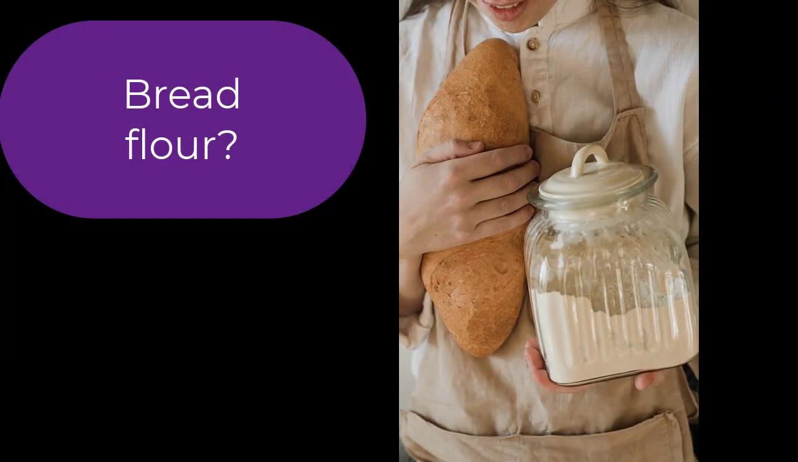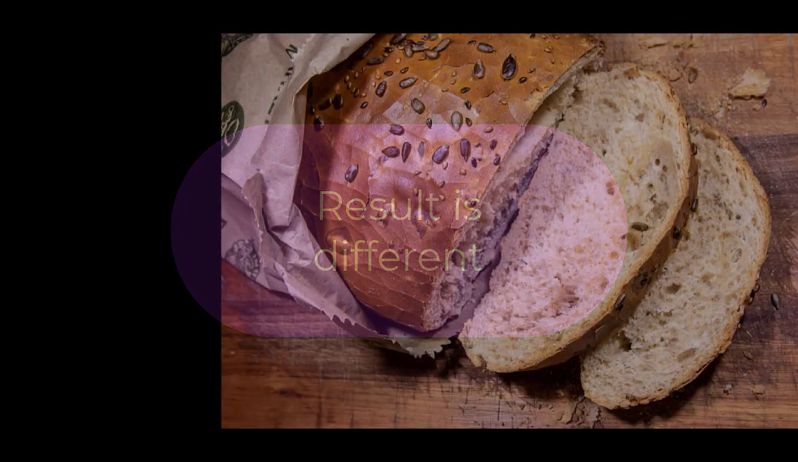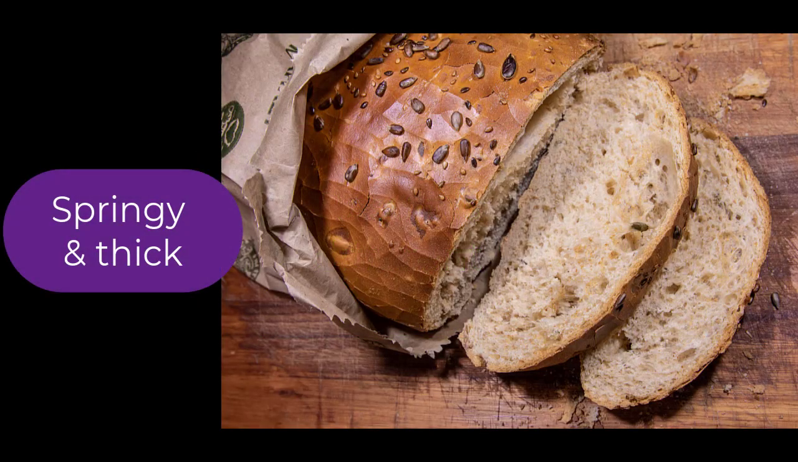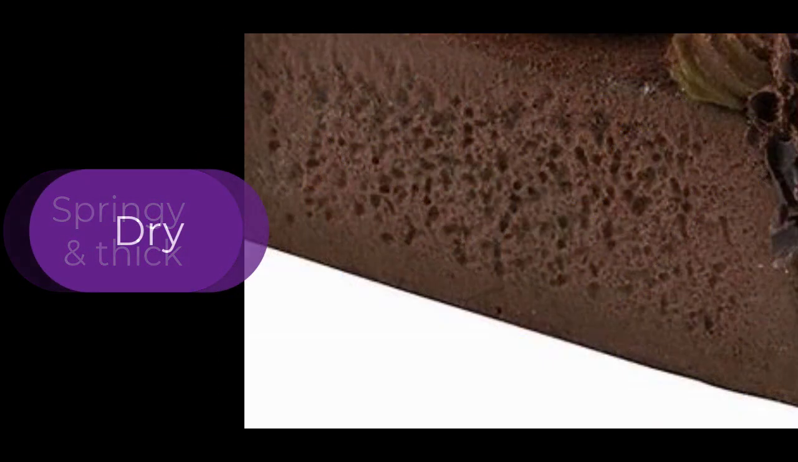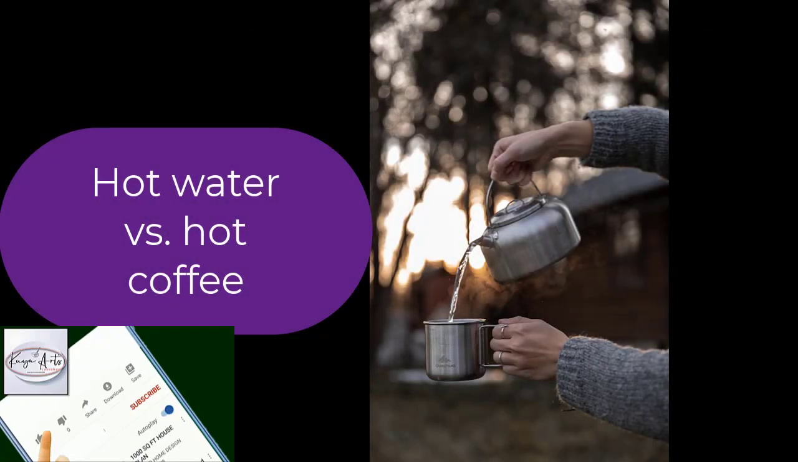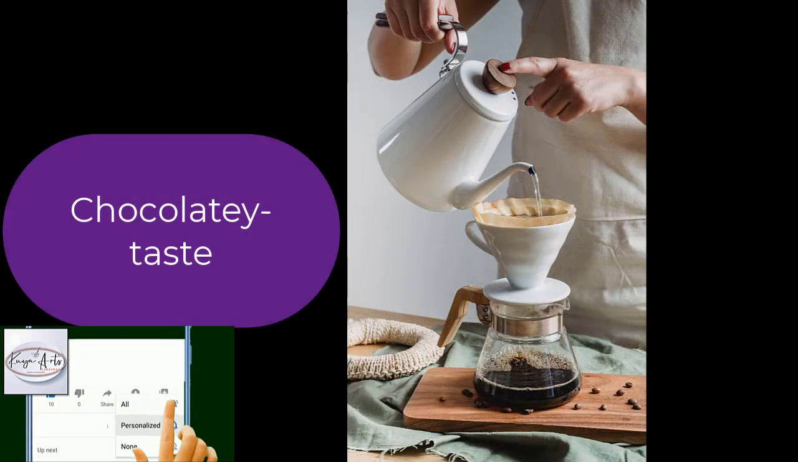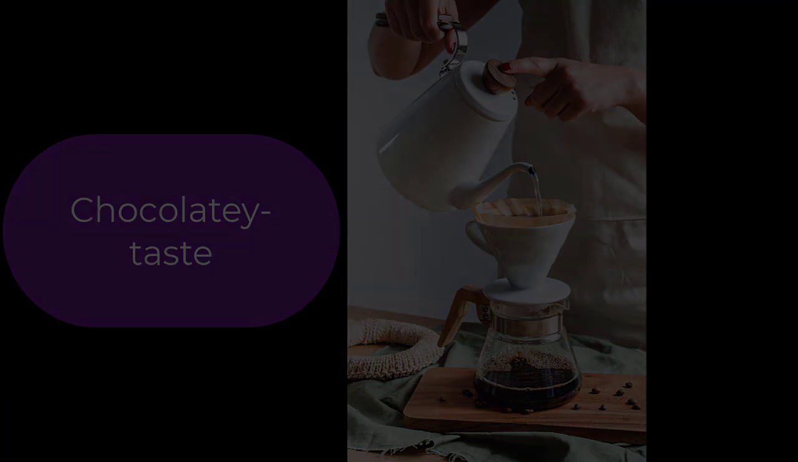Can you use bread flour instead of all-purpose flour? Yes, you can use bread flour, but the result will be different. Technically, bread flour is for bread, so it will make your cake springy and too thick. It may even give you a drier type of cake. Can you use hot water instead of hot coffee? Yes, you can. But take note that coffee adds more chocolatey flavor to your cake.